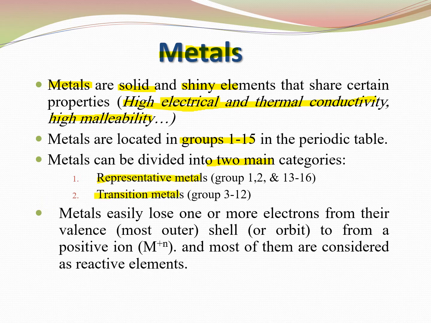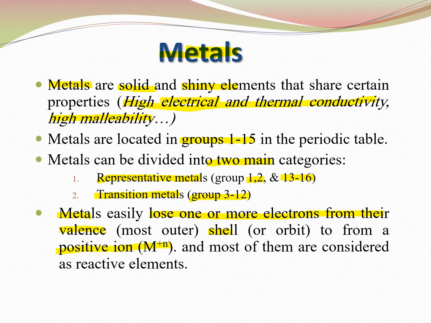So representative metals are groups 1, 2 and 13 to 16, whereas the transition metals are in between these representative metals in the periodic table, from group 3 to 12. And by definition, metals easily lose one or more electrons. That's their definition from their valence, or what we call the outermost shell. And after losing the electrons, they will form a positive ion. So they can lose one or more electrons.